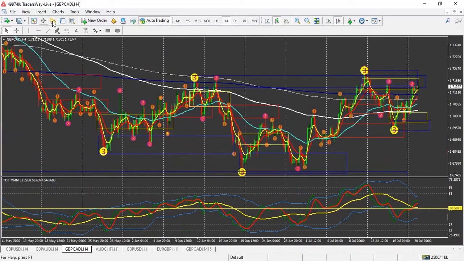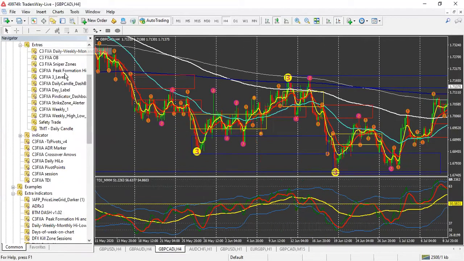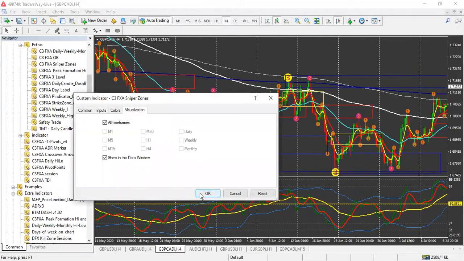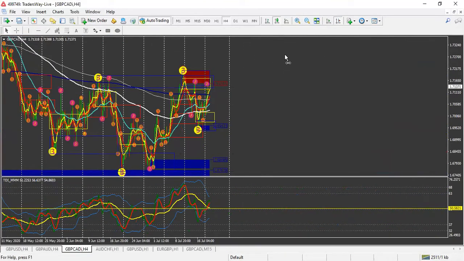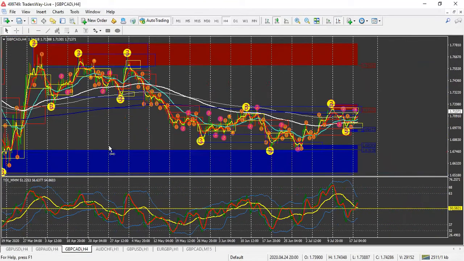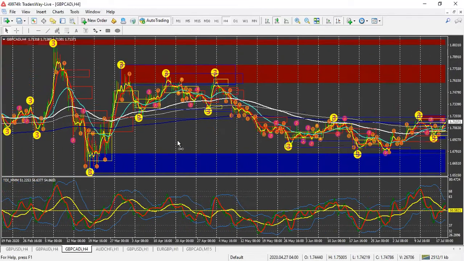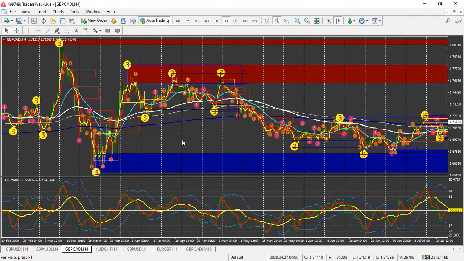Okay. So now, if you take your sniper zones and put your sniper zones on there, you're gonna notice something. They line right up with your source. Your sniper zones line right up with your source. So to confirm your sources, you could use your sniper zones.